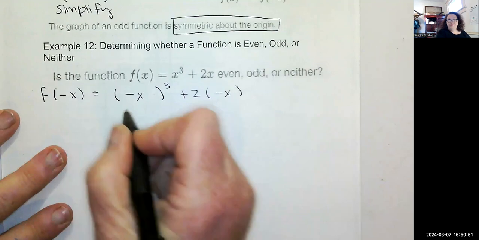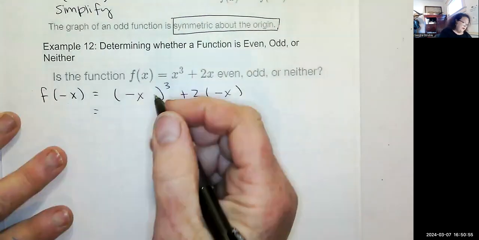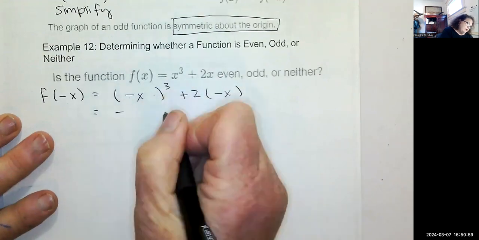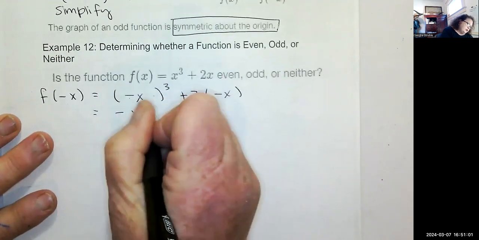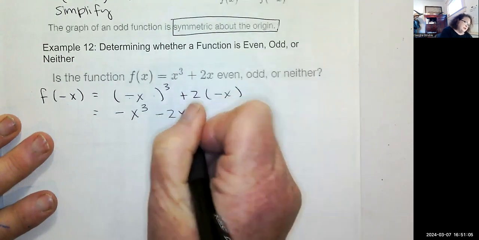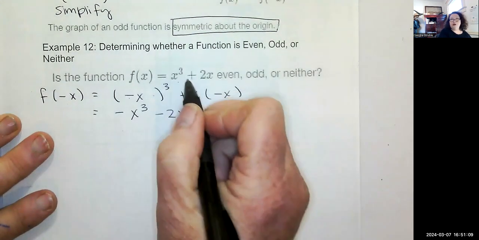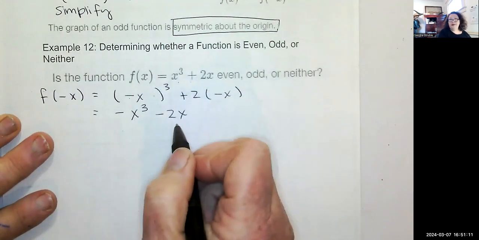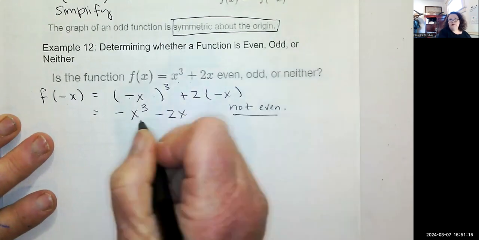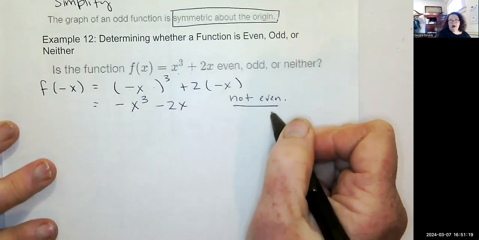We're now going to simplify. Nothing's happening on the left. That's just representing our function. Negative 1 cubed is just negative 1, and then x cubed. 2 times negative x is negative 2x. The original function is x cubed plus 2x. That is not what this is, so it is definitely not even. We've just proven that it's not even. Now we need to check to see if it's odd.